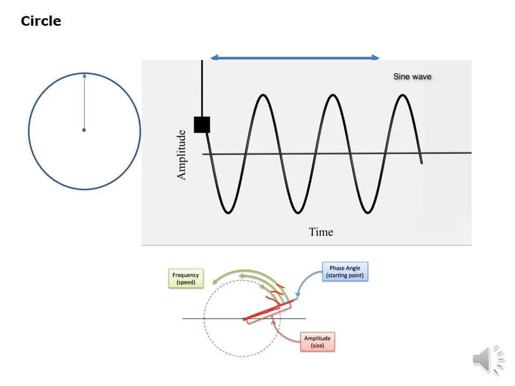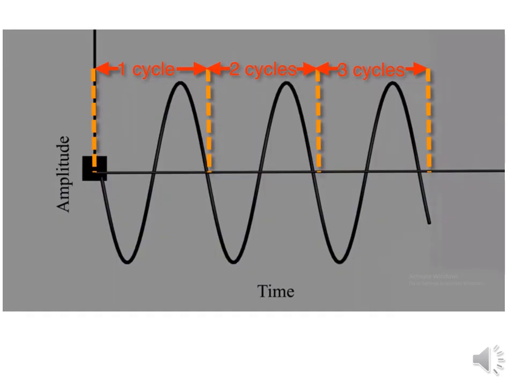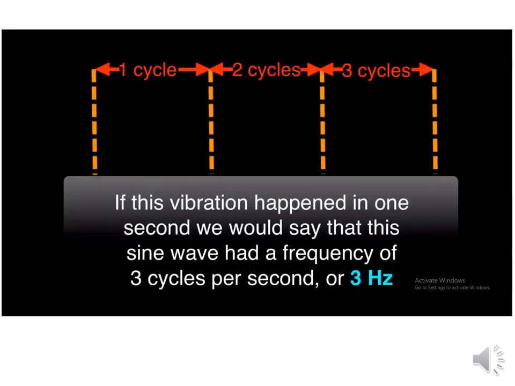I'm going to erase this. So here we can see the circle, and this is the radius, and the radius is the amplitude, and this is one circle and another one and then a third one, and that is all completed. If these 3 circles are completed in 1 second, we will call it frequency. I already explained those. You can see the radius and the angle here. So if this vibration happens in 1 second, we would say that this sine wave has a frequency of 3 cycles per second, or 3 Hz.